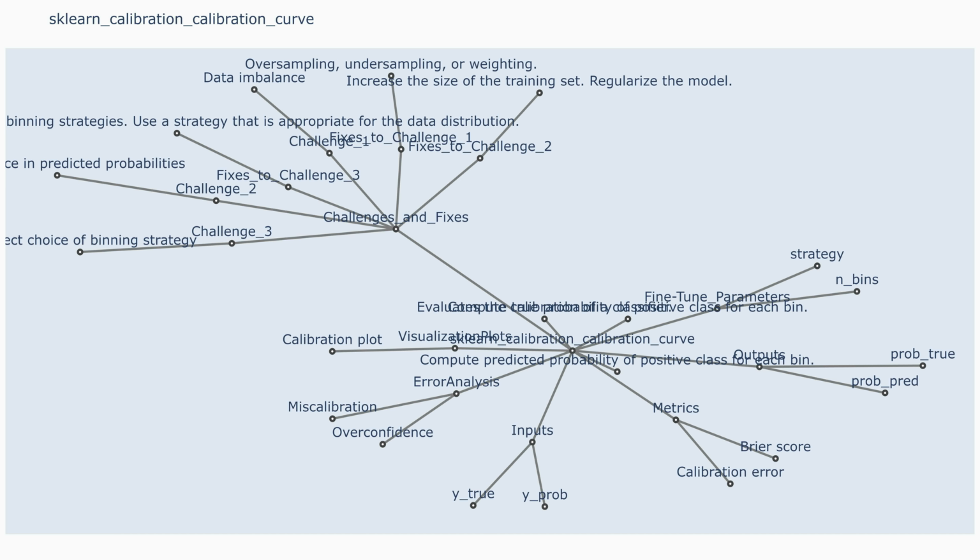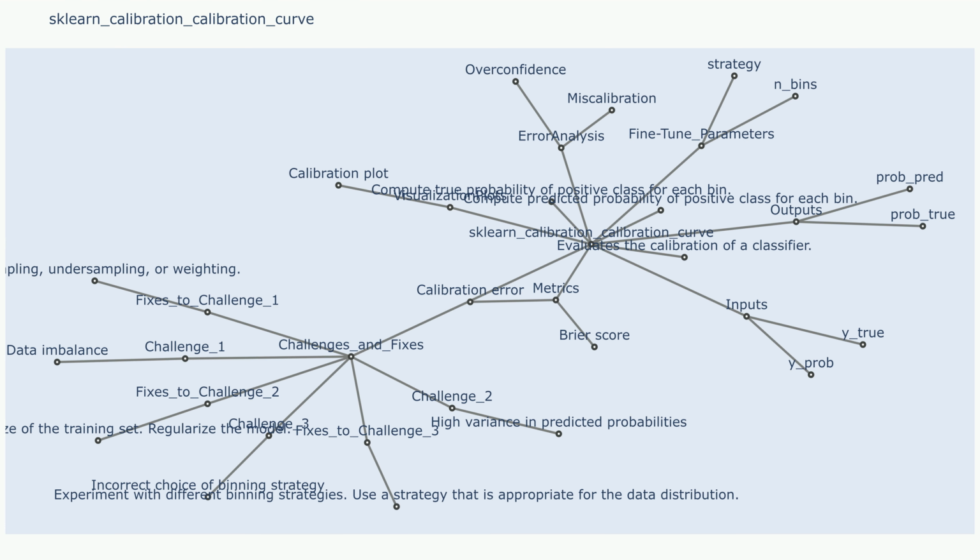sklearn.calibration.calibration_curve. Description. The calibration_curve function in scikit-learn, sklearn.calibration.calibration_curve, is a powerful tool for evaluating the reliability of probabilistic predictions from classification models. It essentially plots the true positive rate (TPR) against the predicted probability of being positive. This helps to assess how well the model's predicted probabilities align with the actual observed probabilities.